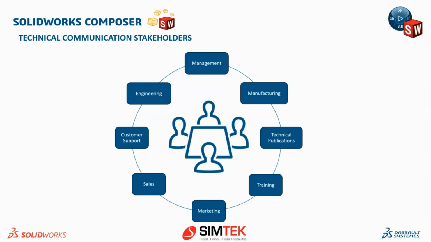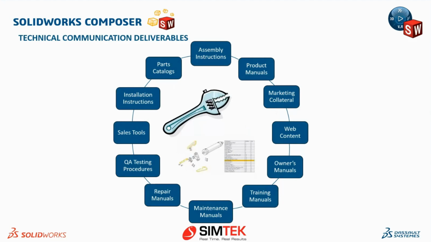Then what is a technical communication stakeholder? It is nothing but the persons who communicate technically inside your organization. As mentioned, most of the departments inside your organization may communicate technically, like management, manufacturing unit, technical publication, trainings, marketing, sales, customer support, engineering. All such departments can use technical communication to communicate with other persons inside your organization.